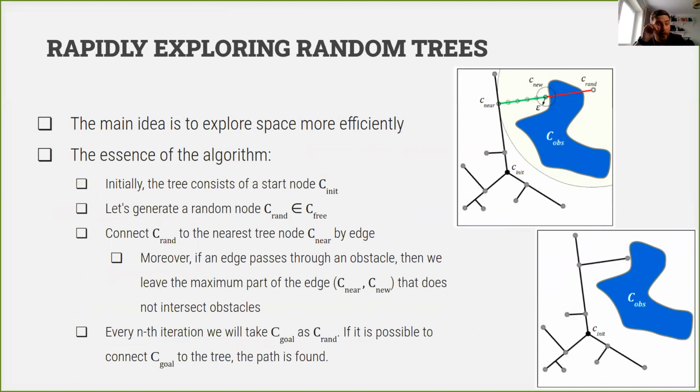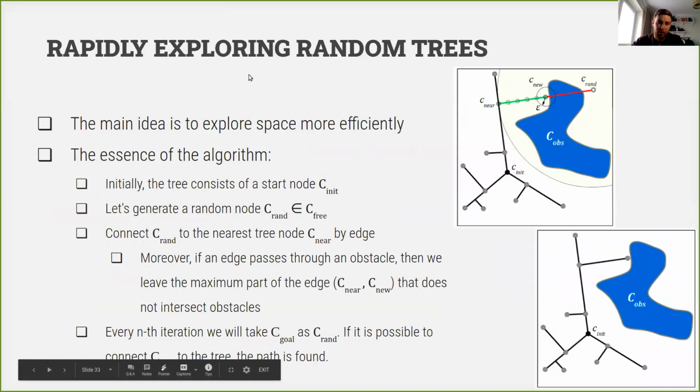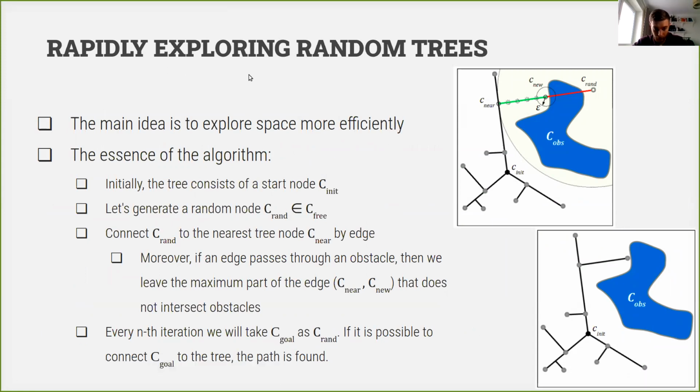There is a really well-known and widely used family of algorithms built on this principle called rapidly exploring random trees, RRT. You can see it in robotics literature a lot. There are many modifications to this algorithm. You have to understand that there is a lot of ongoing research on how to make this family of algorithms better, but we will just discuss the basic idea here. The main idea of rapidly exploring random trees is to explore space more efficiently.